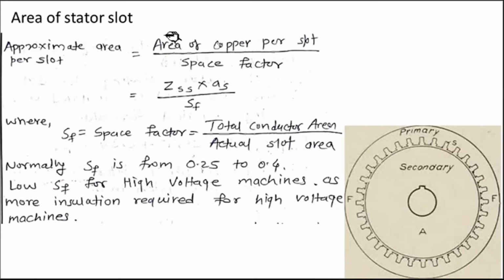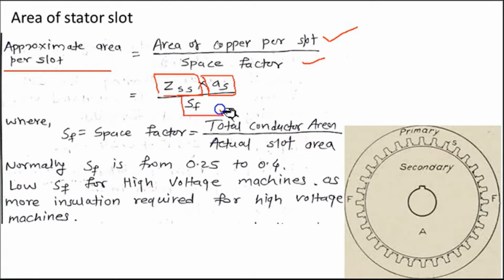Per slot. Now, area of stator slot. How to calculate the area of stator slot? Approximate area per slot is the area of copper per slot divided by space factor. Remember, for area of copper per slot, per slot conductors we have calculated ZSS. Just multiply it by the area of conductor in the stator side, divided by space factor.